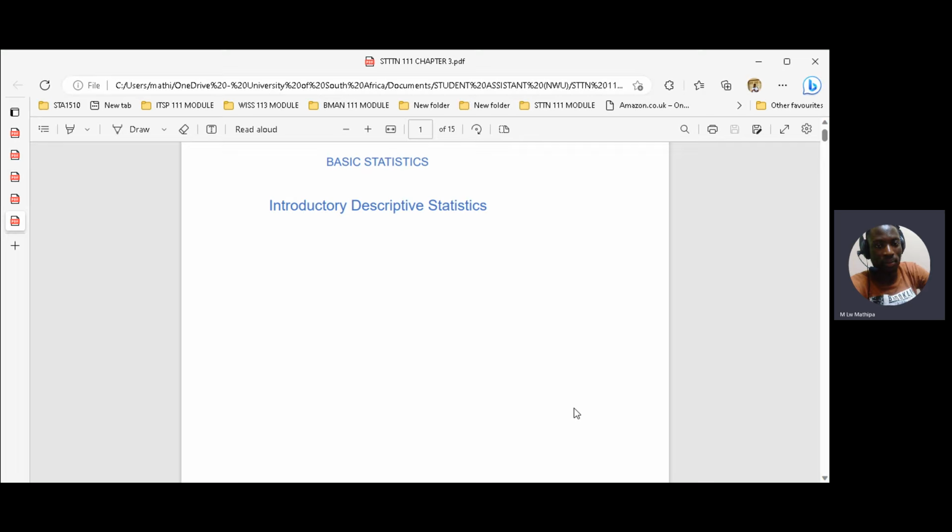My name is Walter, and today I'll be focusing on STTN112 Introductory Descriptive Statistics. We'll be focusing on chapter 4. With chapter 4, we are going to talk about the descriptive measures of location. Now I want us to start with this chapter 4.